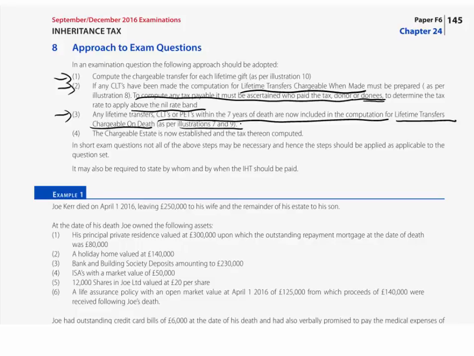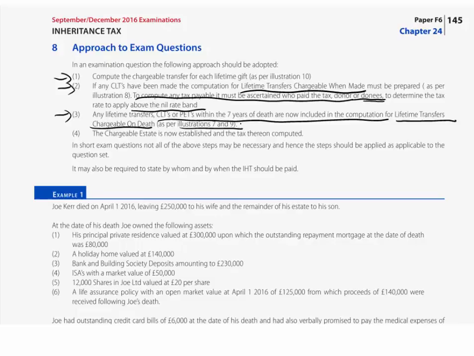Now, what will be included on it, as we said: CLTs, to be chargeable now potentially to additional tax, a second charge, and PETs, to be charged for the one and only time. But they'll only be charged to tax if they fall within seven years of the date of death. Go back and remind yourself of how we did that. Again, we use up the nil rate band in force this time at the date of death. When we go above the available nil rate band, then a 40% tax rate is applicable.